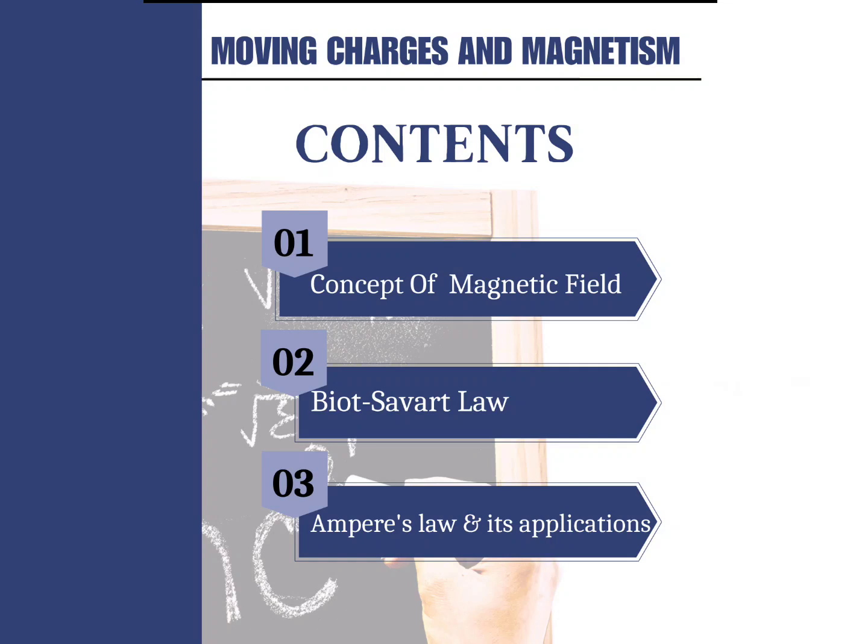In this video lecture, I am going to explain the chapter Moving Charges and Magnetism. This is the first part of this chapter. After this part, we have two more parts in which we understand some other basic concepts of this chapter. For the first part, we are going to learn about the concept of the magnetic field. Along with this, I am going to explain Biot-Savart's law, and the last one in this video is Ampere's law and its basic application. So we are going to study all these three topics briefly.